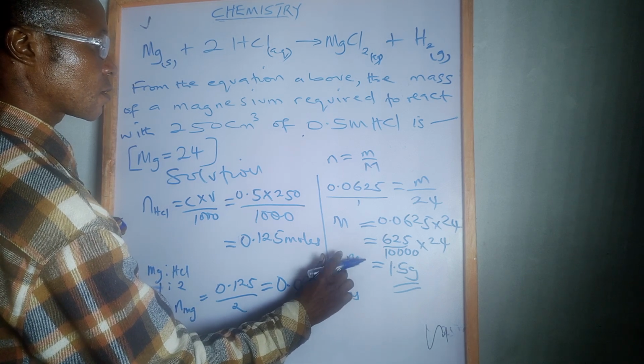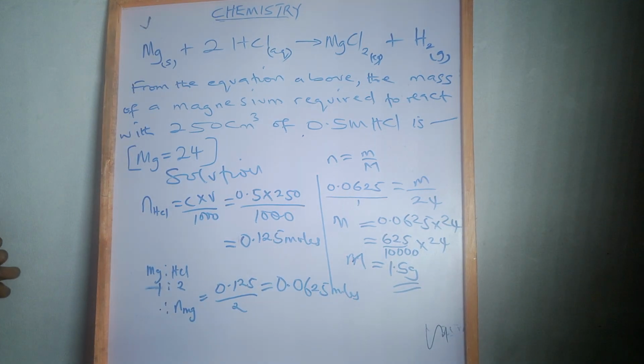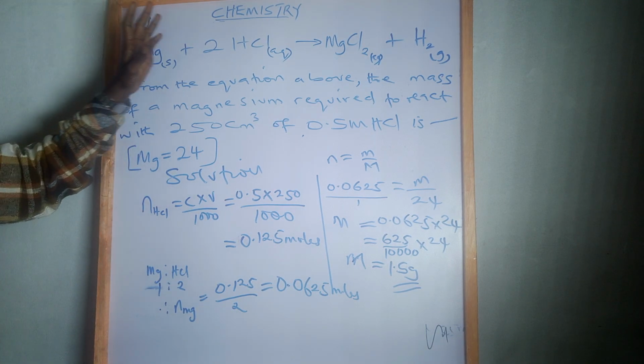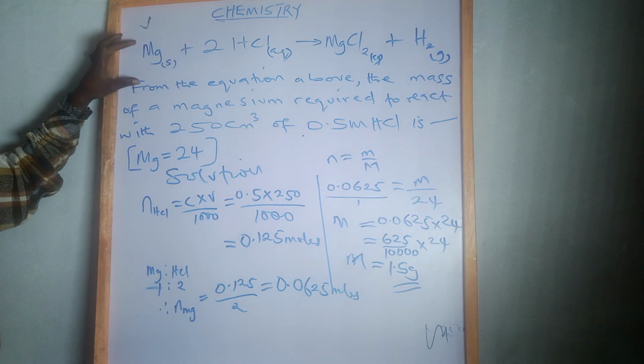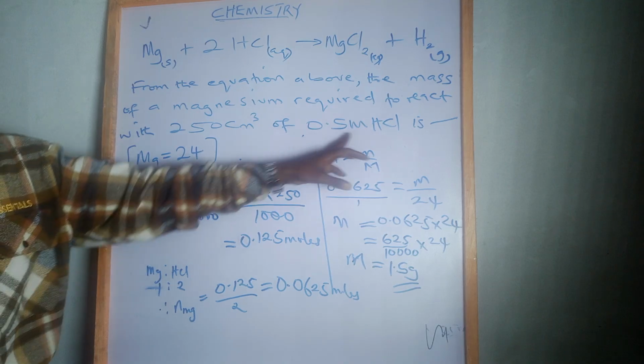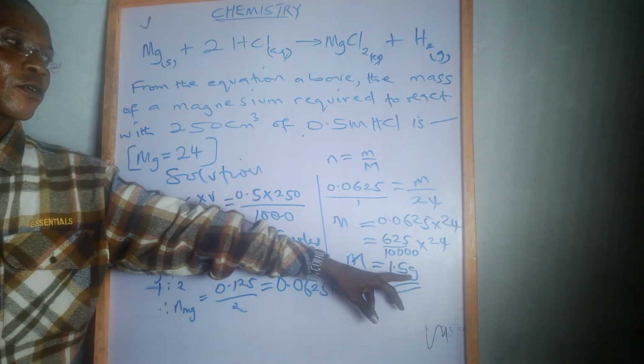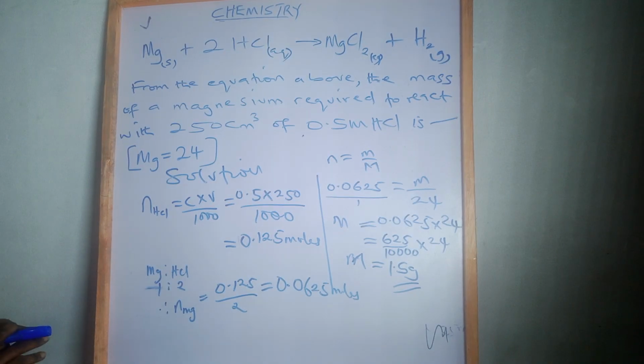The mass of magnesium is equal to 1.5 gram. So viewers, it means that the amount of magnesium that we have with this particular concentration and this volume of this acid is 1.5 gram of magnesium.